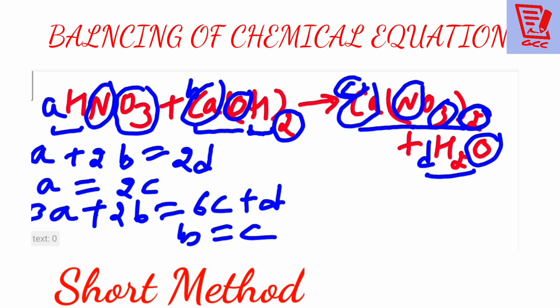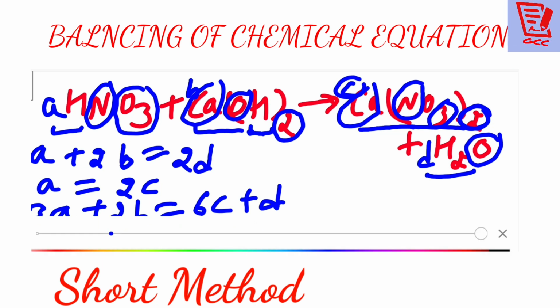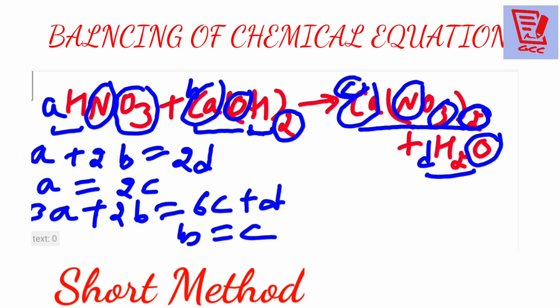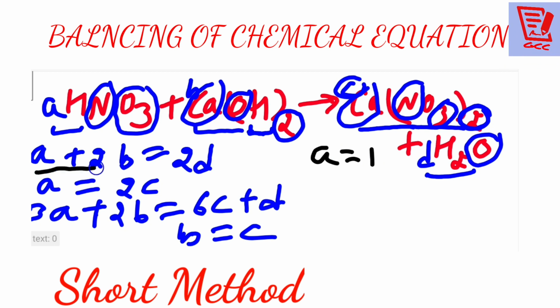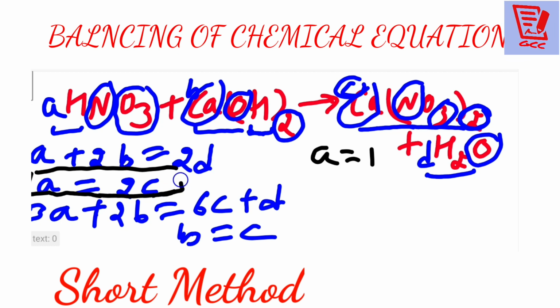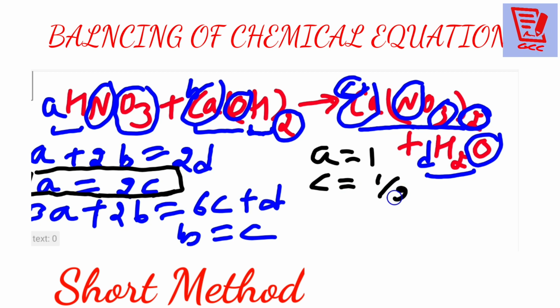So this one I have written there, as I told you previously also, beta, we can put any number as equal to 1. Let A be equal to 1. If A is equal to 1, now you see this equation where I have written A is equal to 2C. Now, if A is equal to 1, then C will be equal to 1 by 2.